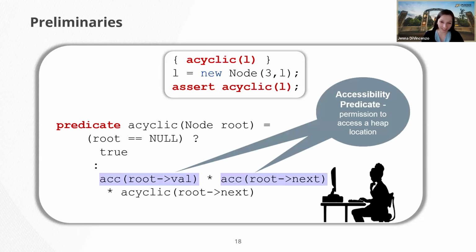So in IDF, accessibility predicates are just these specification constructs that denote permission to a heap location. So you actually can specify heap locations in your specification language. That's the purpose. And an example of an accessibility predicate is one for root arrow value here. So we have acc of root arrow value.